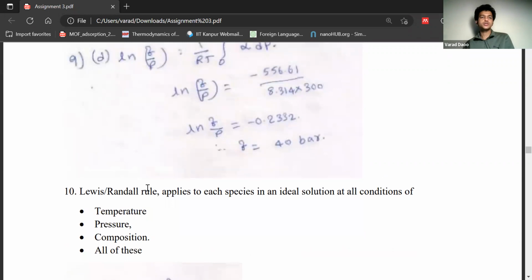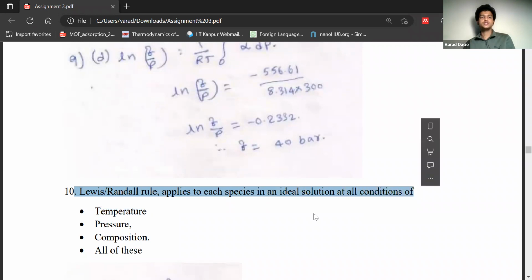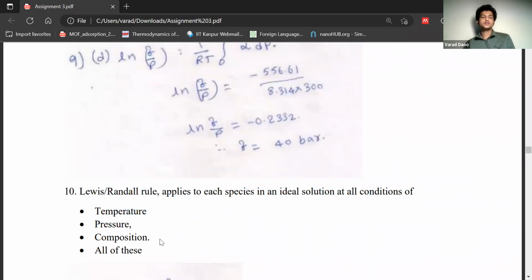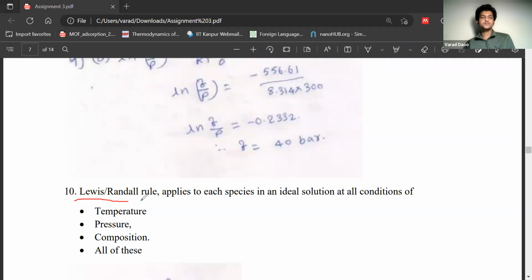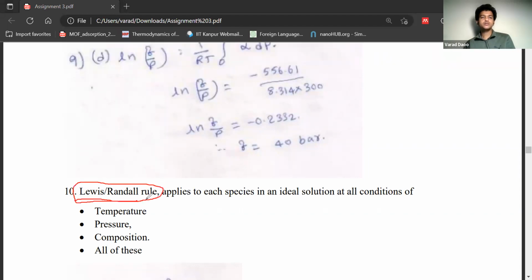Okay? The next question is also a conceptual question. That Lewis-Randall rule is applied to each species in an ideal solution at all conditions of what? Pressure, temperature, composition, or all of this. This is also a very conceptual question. In order to solve this, you have to remember what is the Lewis-Randall rule. It is applicable for what? Ideal gases or ideal liquids or real liquids or real gases, or solutions. Fairly straightforward conceptual question.